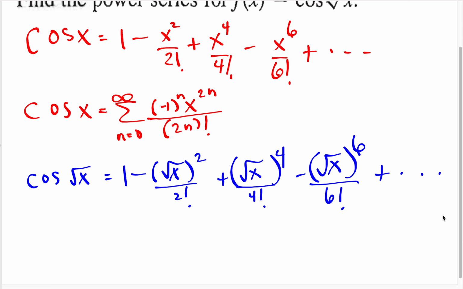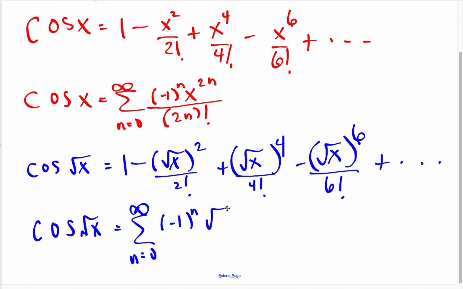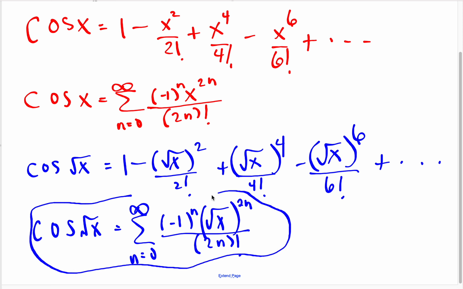And as a result, the general form of the series for cosine of root x, again, I'm plugging in root x in place of x, all over 2n factorial. And there it is, right there. I'm just going to double check. Yep. Okay.